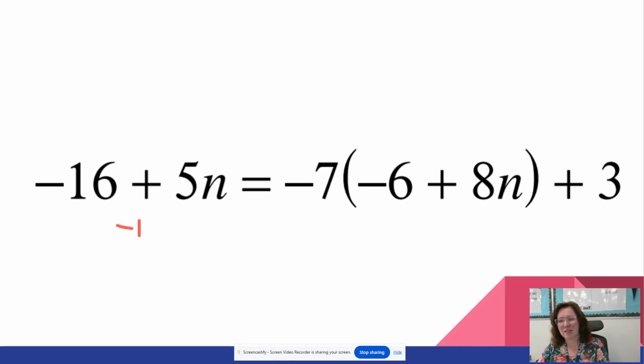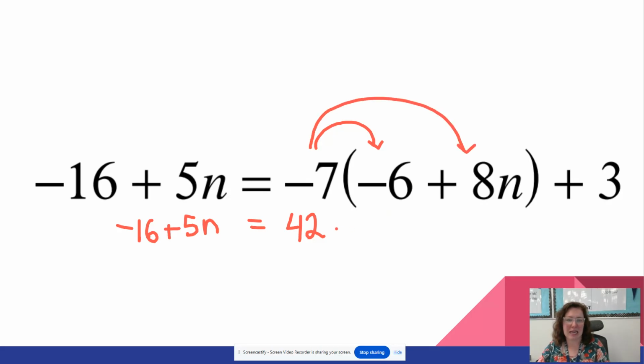Nothing simplifies on this side. Negative 16 plus 5n equals negative 7 times negative 6. A negative times a negative is a positive. 7 times 6 is 42, I think. And then a negative 7 times a plus 8n. That's going to be a negative times a positive is a negative, or minus 56n. And then I just have plus 3 hanging out there at the end because it's not in the parentheses, so I do not multiply it.